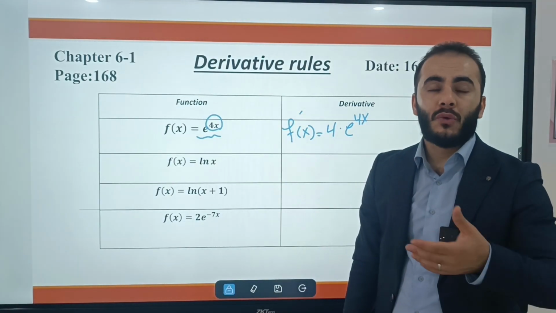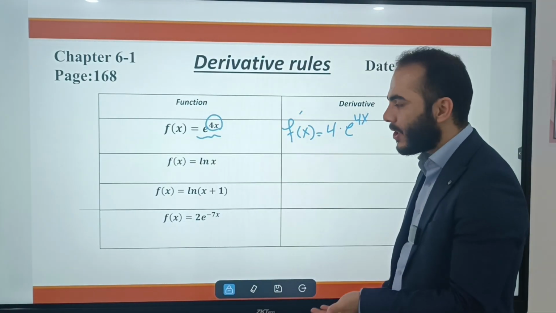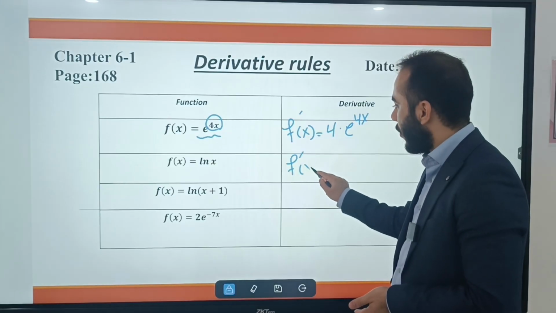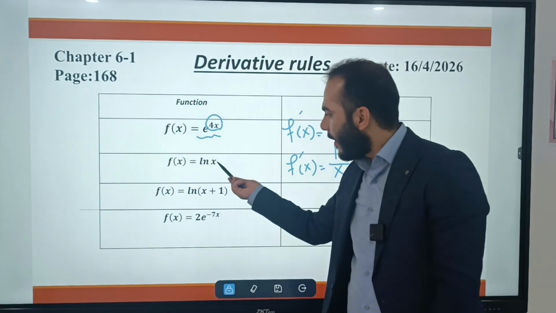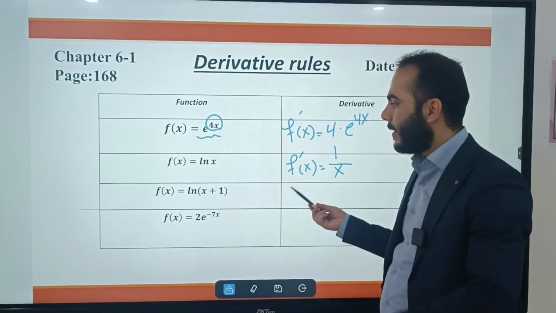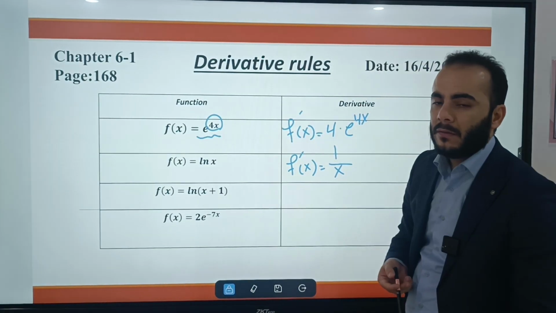How about the ln x? It's somehow easy to memorize. Whenever you see ln x, derivative equals to 1 over x. Why, mister? Derivative of x, 1. We already studied it. Over itself, which is x.